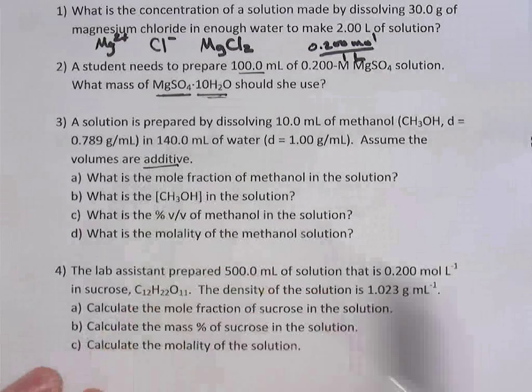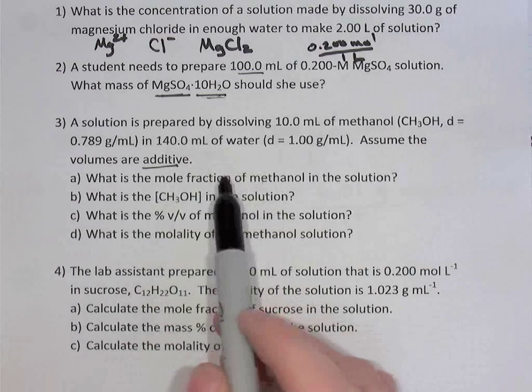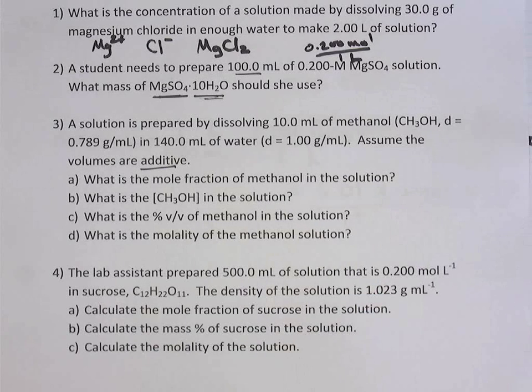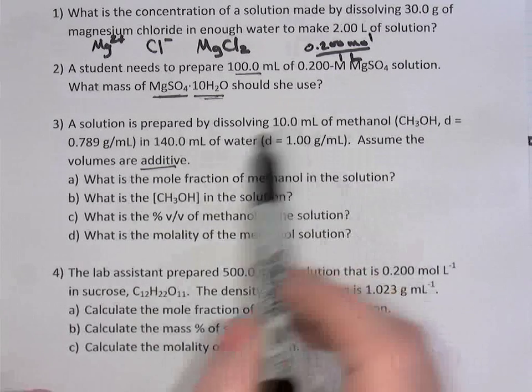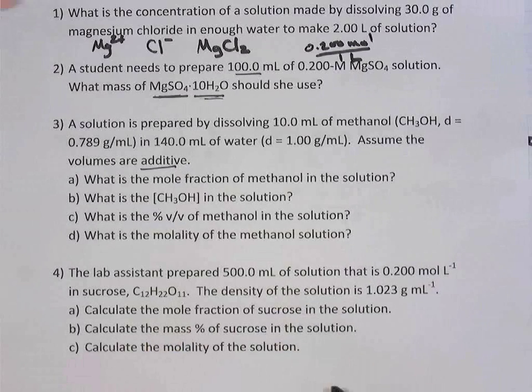That's important. We talked about in a previous video that volumes are not always additive in the real world. When you add 50 mils of methanol and 50 mils of water, you don't actually get 100 mils of solution. You'll get slightly less than that. But here we're going to ignore that small error, and we're going to assume that the volumes are indeed additive. So 10 mils plus 140 mils, we can assume will be 150 mils.